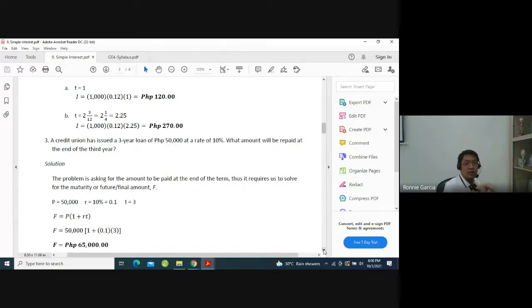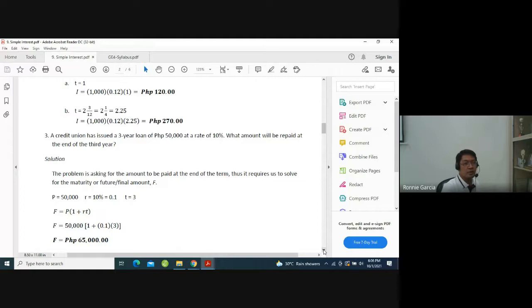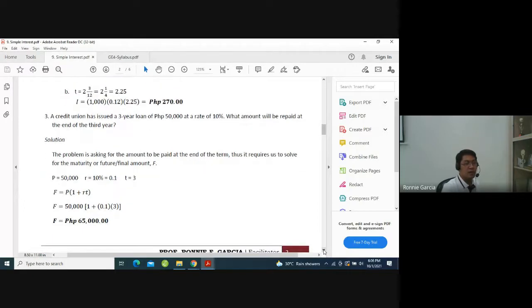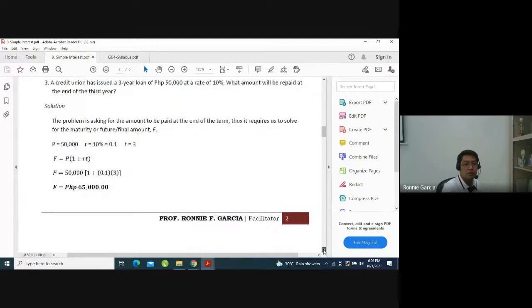So again, go back to the question. The question is what amount will be repaid. So the overall amount to be paid. It is not good that what you repay is only the interest. It must be the whole amount, interest plus principal. So is number 3 cleared already? Can we proceed to number 4? Hearing none, let's proceed to number 4.